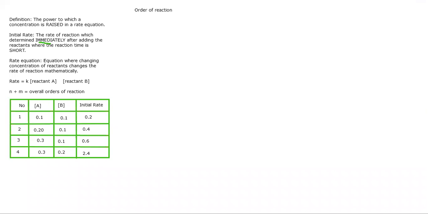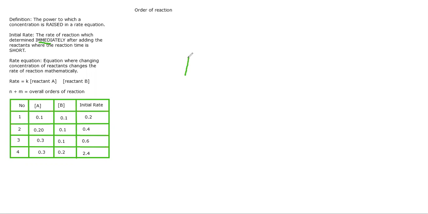Today I'm going to share with you how to determine the order of reaction. This is one of the topics in A level. So let me start with the definition of order of reaction. It is actually the power to which a concentration is raised in the rate equation.